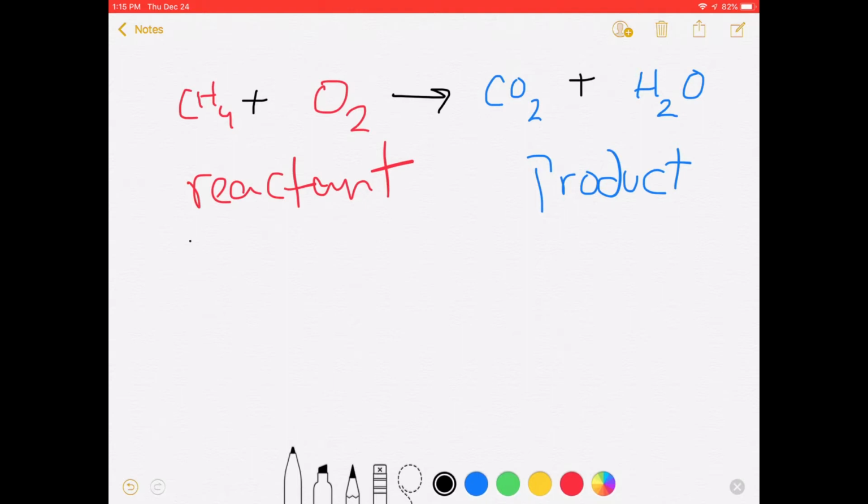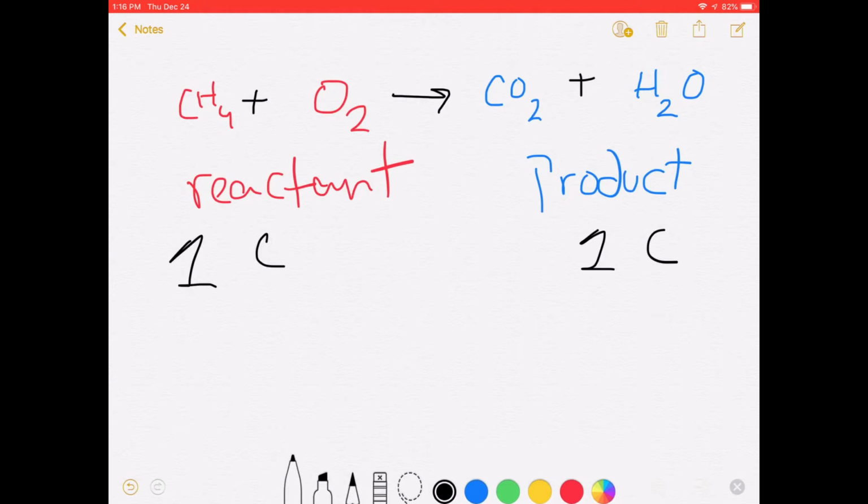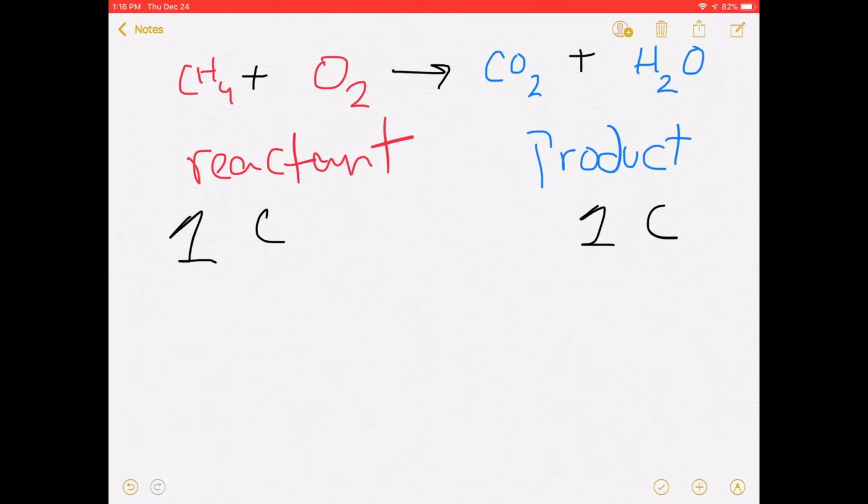Let's look at our first element, carbon. On the left side, the reactant side, we only have one carbon. On the product side, we also only have one carbon. To be more specific, that means 1 mole of carbon and 1 mole of carbon, respectively. So let's move on to our next element, hydrogen.